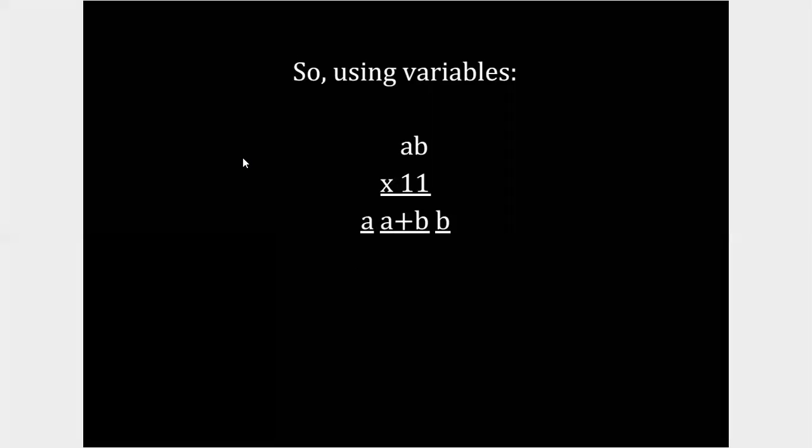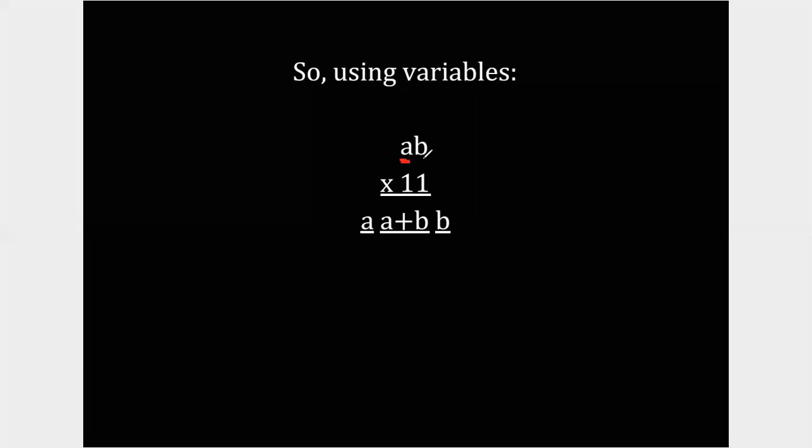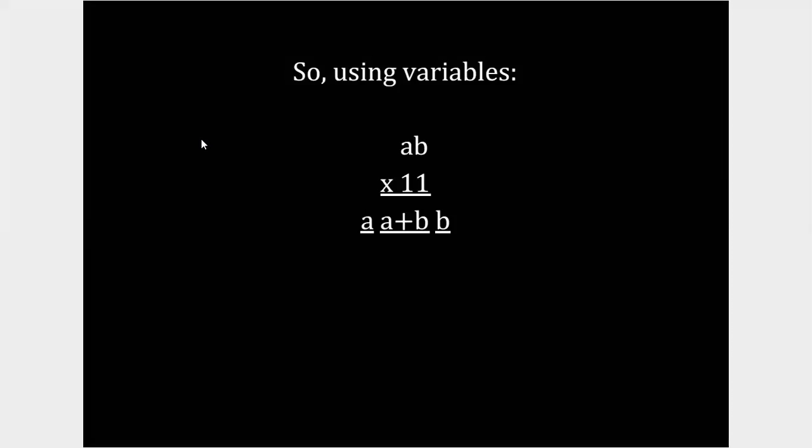This is how we would look at it if we were using variables. AB is a two-digit number where A is the tens digit and B is the units digit, and we're multiplying by 11. Our answer is going to have three parts. The first part is simply A. The second part is A plus B. And the third, or last, digit is B. So simple as that. Now, let's see if you can do this on your own.